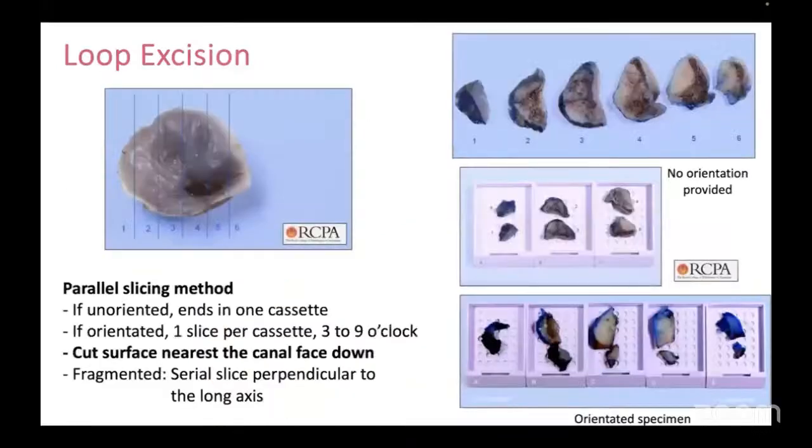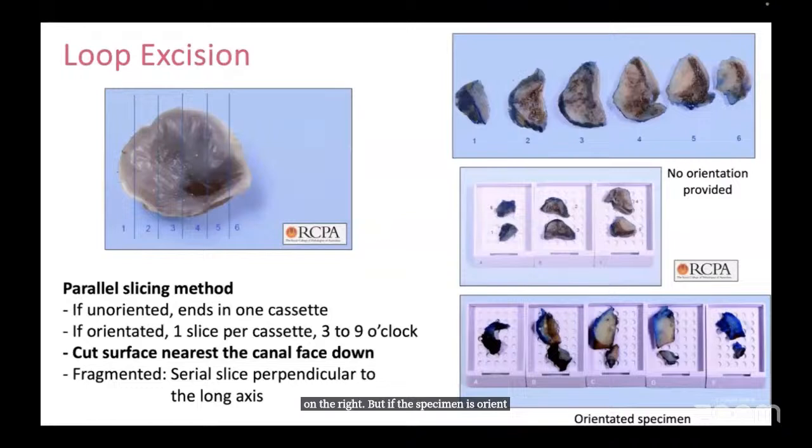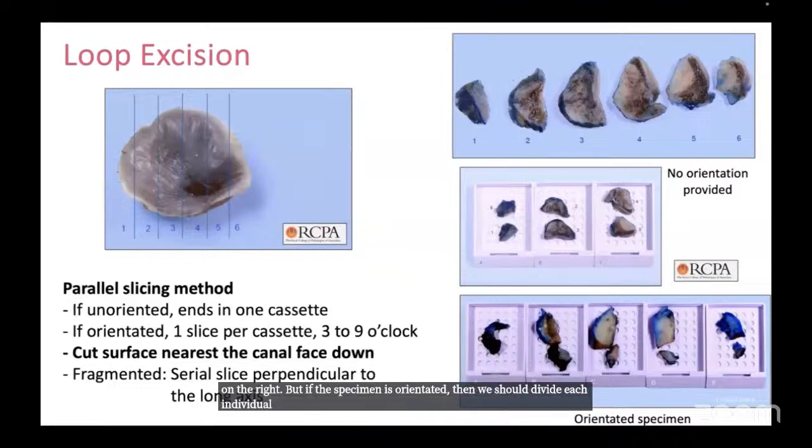As is our practice, we receive all of our loop excisions and cone excisions in formalin, and there's two methods in this context for slicing, which is either parallel or radial. We use the parallel method, which means serially slicing the specimen in the sagittal plane. Now, if you've got no orientating information, you can put the end pieces together in one cassette and the central slices in remaining cassettes, which is the image in the center on the right. But if the specimen is orientated, then we should divide each individual slice and place it in its own separate cassette. And typically we do this from the 3 to the 9 o'clock end of the specimen.